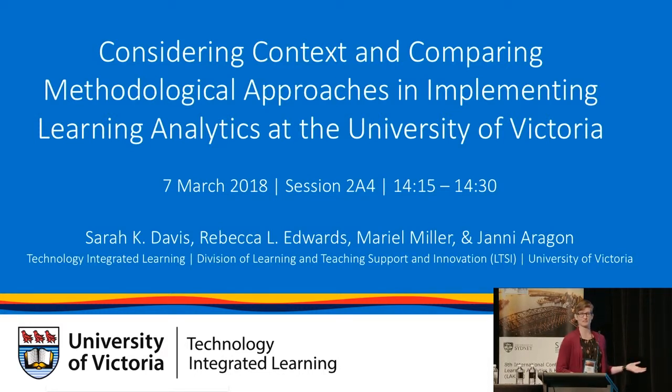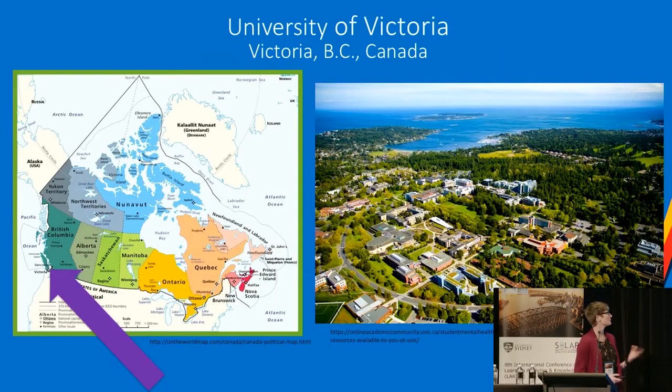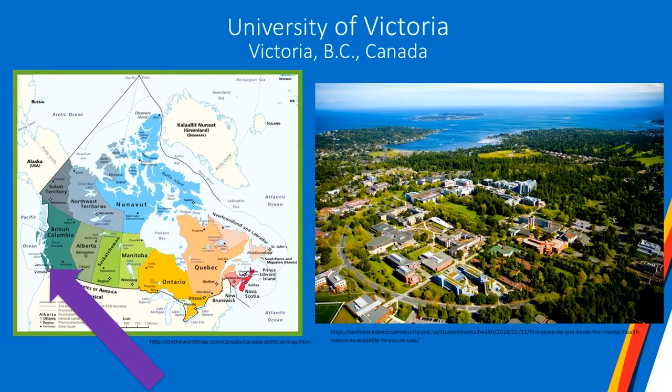And as one of the things I'm talking about is context, I'll give you a little bit of context about the University of Victoria. So we're located on the far west coast of Canada, so on the other side of the Pacific Ocean. We have about 20,000 undergraduate students, 5,000 graduate students. We're a comprehensive research university. We have 9 faculties, and the LMS that we use is Moodle.